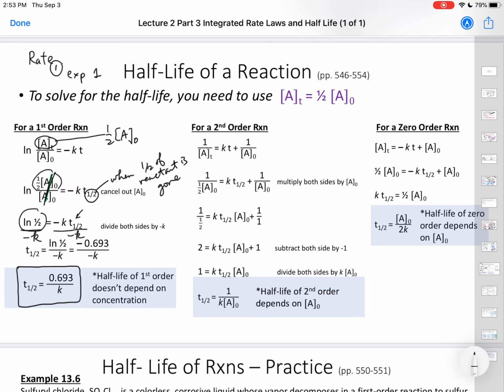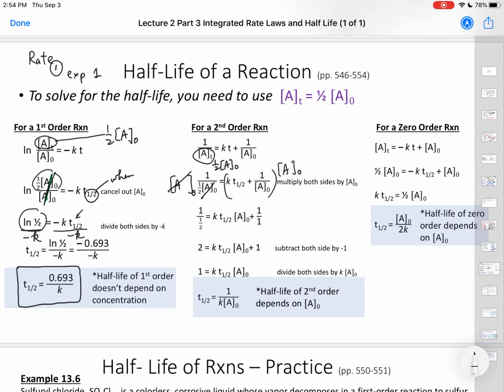We can do that for second order. Same thing, where we have t 1/2, we're going to plug in 1/2 A of 0, and again, that's what we did here. Oh, my Apple Pencil is getting low. So if you do this, we're going to multiply both sides by 1 over A of 0. I'm going to erase this so I can write a little more clearly here. Multiply this side by A of 0, and multiply this side by the same thing.